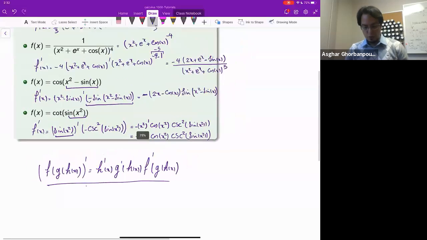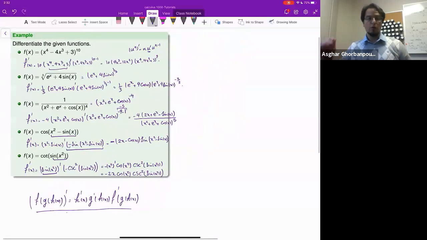So the chain rule is what you need to know. The derivative of a composition is the derivative of the inner one times the derivative of the outer one evaluated at the inner.